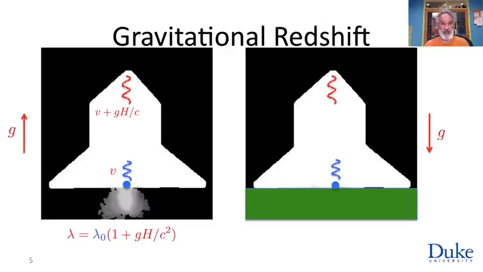Of course, the reddening is not significant. gh over c squared is not a large fraction unless your building is exorbitantly tall. But if you make a precision measurement, you can do it. And this is not just about light, remember, because right here is an atom that is oscillating, or whatever, a clock that is oscillating with some characteristic period, as observed by someone at the top of the building. Clocks on the bottom floor run slow.